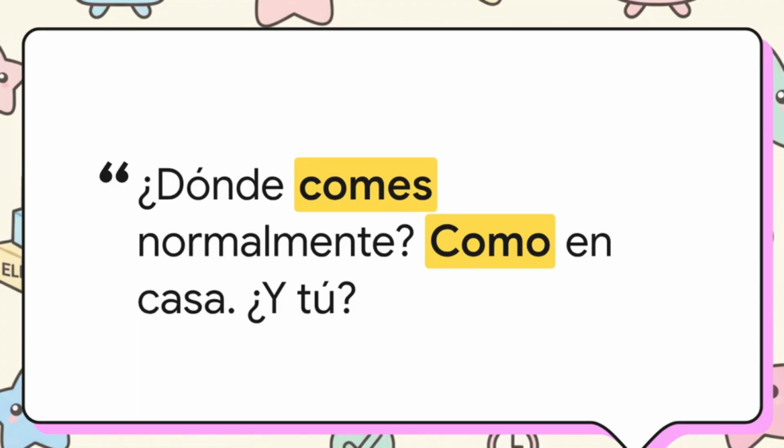Listen to this. ¿Dónde comes normalmente? Where do you normally eat? The response, como en casa. ¿Y tú? I eat at home. And you? Because the question uses that tú ending, comes, it naturally and logically prompts the answer to use the yo ending, como. The verb endings themselves literally act like a bridge, tossing the conversation back and forth like a tennis match.